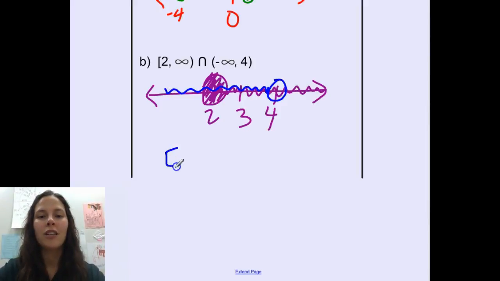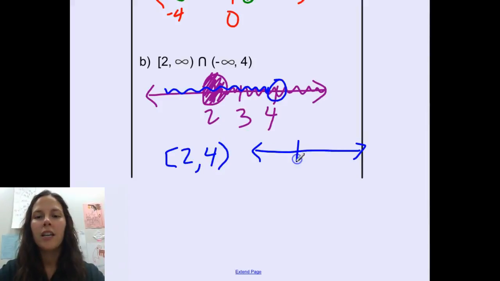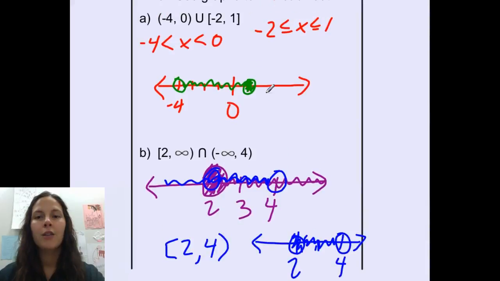In set notation, it includes the 2 and goes up to, but does not include the 4. If you wanted to represent that graphically, you would start at 2, have an open circle at 4, and shaded in between. When you look at our line graph, those are the only locations where we had the purple and the blue both shaded. So again, intersection is where they are both true. Union is where either or is true.